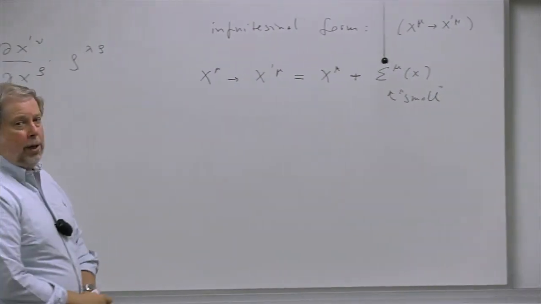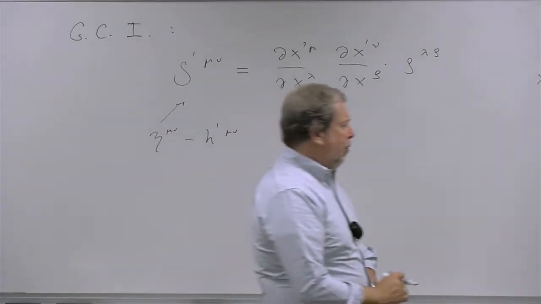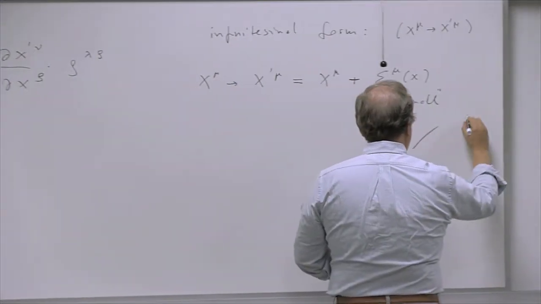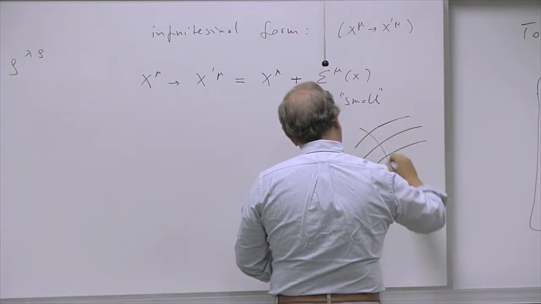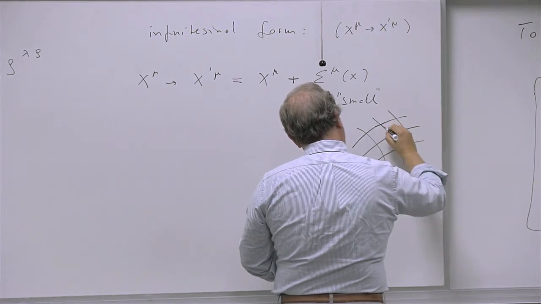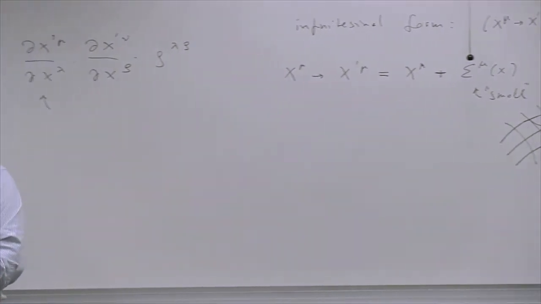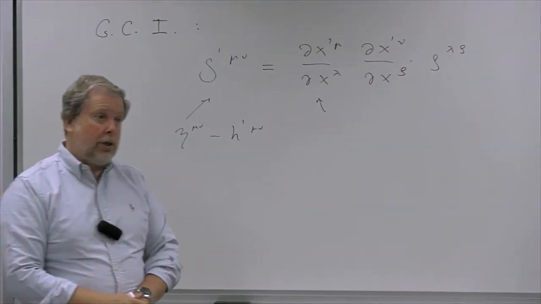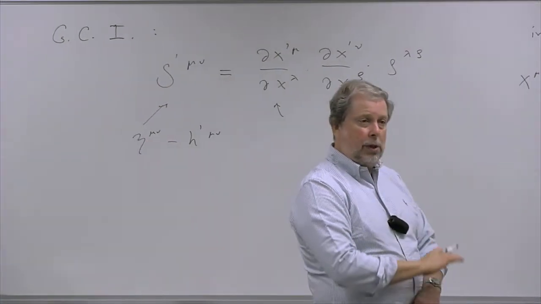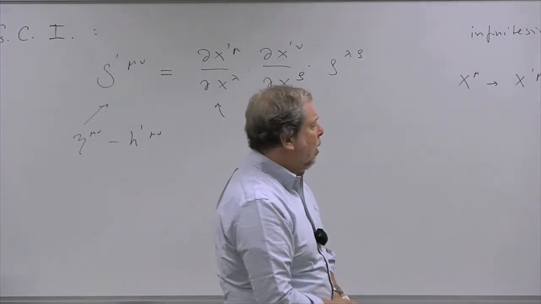This is a small coordinate change, right? So we think of an initial coordinate system which looks like that, and now we do a slight deformation of that. So a slight deformation of our coordinates. Well, that slight deformation, of course, depends on the point you're at. So it's done everywhere, but it's small.